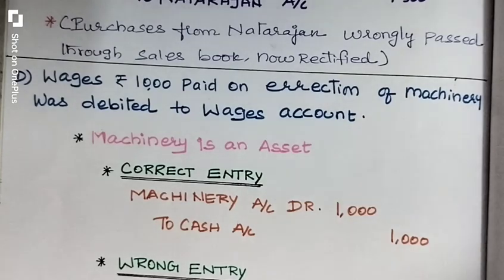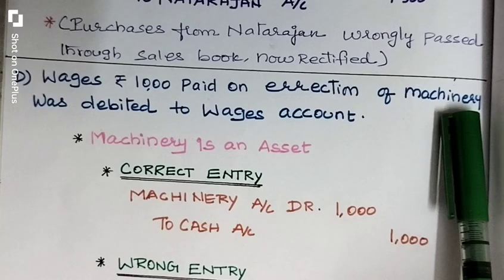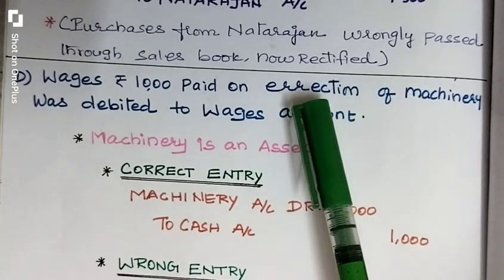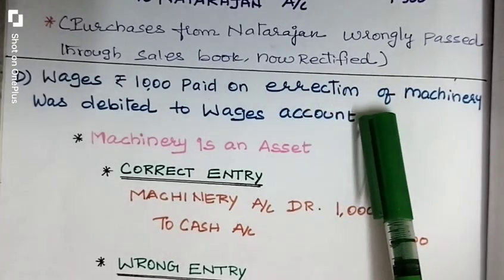Whenever you purchase new machinery, you have to spend expenses like this. You can't enter these expenses into separate accounts. When you spend wages for a newly purchased asset like machinery, you can't enter it into the wages account. When you pay for the erection of newly purchased machinery, you can't enter it into an erection account.